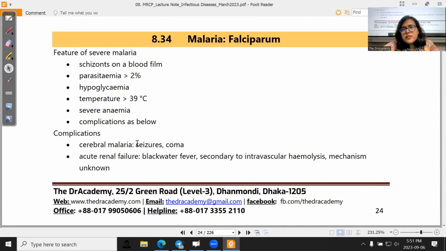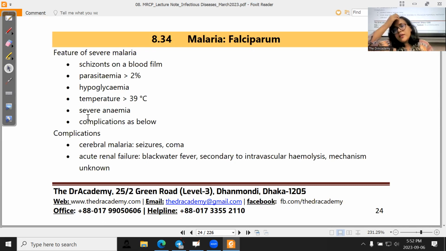Malaria, okay, malaria is quite, I would say, 2-star important topic for part 1 examination. Features of severe malaria, this is important. Seen on the blood film, if the parasite load is more than 2%, if there is development of hypoglycemia, high-grade fever more than 39, severe anemia, because the malaria parasites tend to involve the red blood cell, thereby causing mechanical destruction of the red blood cell and causing hemolysis. It's one of the causes of hemolytic anemia, okay. So severe anemia is a feature of severe malaria.